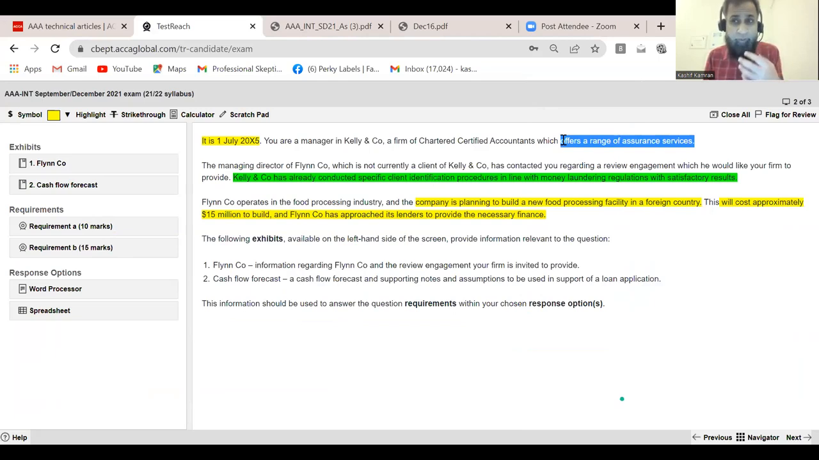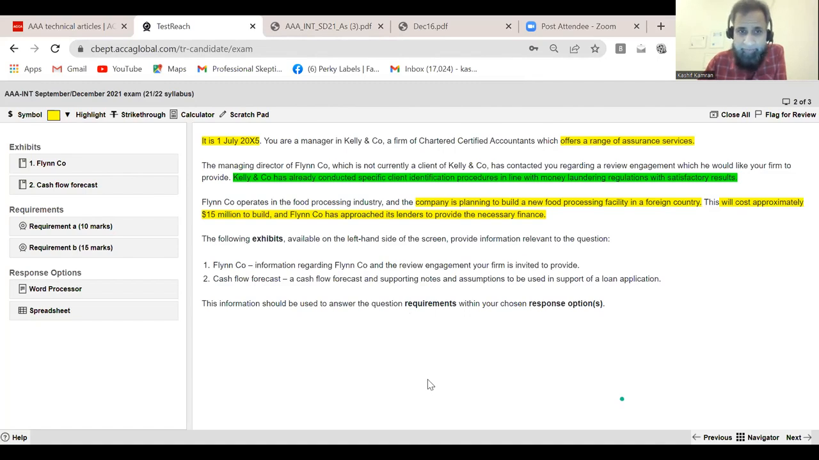So if you develop a point on competence, you have to connect with it. You have to tell that in the context of the case study, it is assumed that Kelly and Company has the desired competence to offer the assurance service because already it is a firm offering diversified services. So that's how you can develop a point on competence, right? I hope you're clear with it, all of you. So Kelly and Company is a competent firm in context.